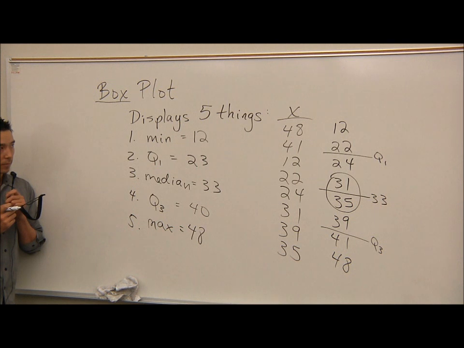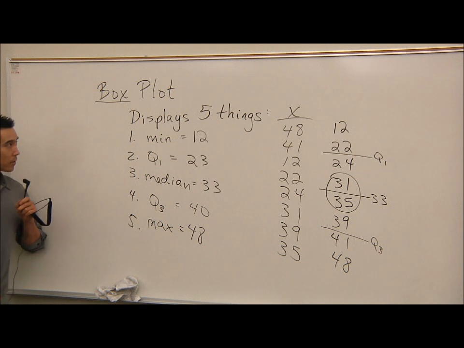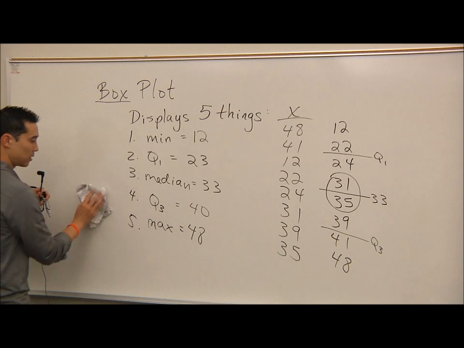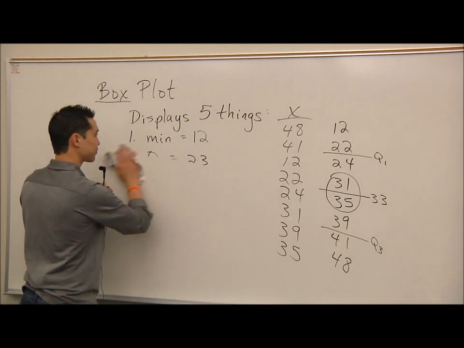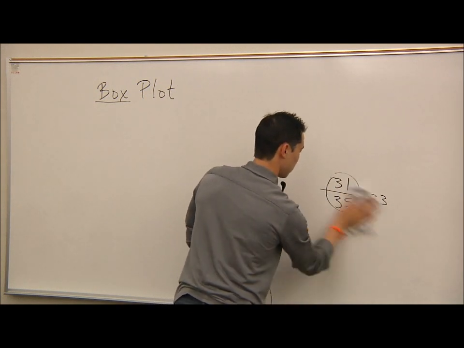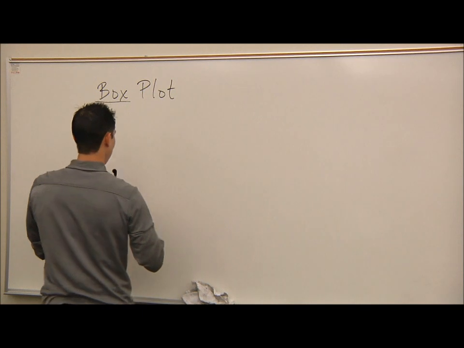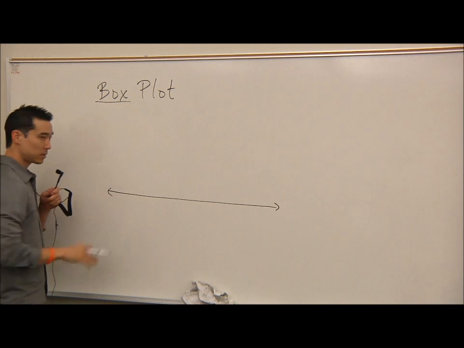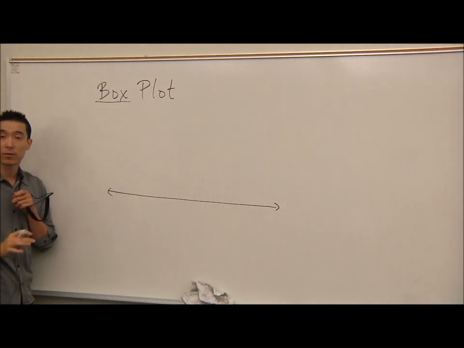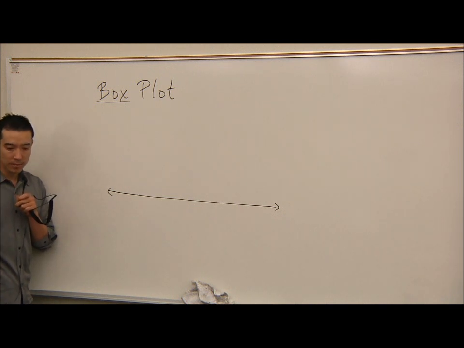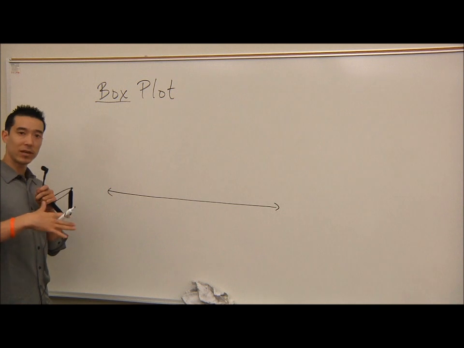Okay. Are we ready to do the box plot? So these are my numbers: 12, 23, 33, 40, and 48. Let's take a look at what the graph looks like. The first thing that you're going to do is draw a horizontal axis, and on your horizontal axis, you want to have a nice range of your whole set of values, okay? So my minimum number was 12, and my maximum number was 48, right? So I want to cover all of those values.